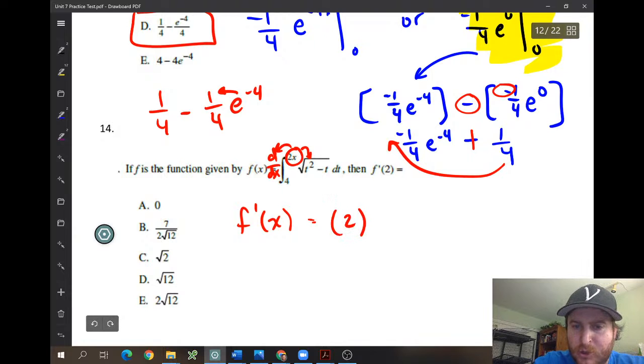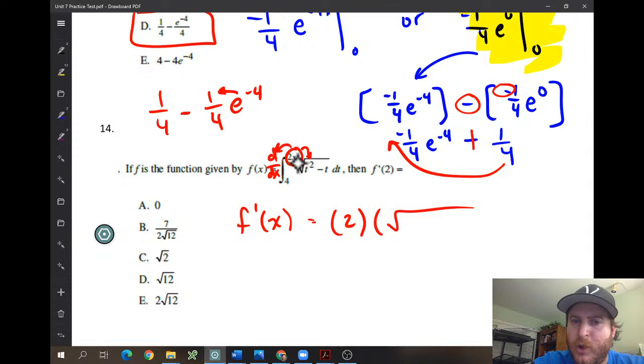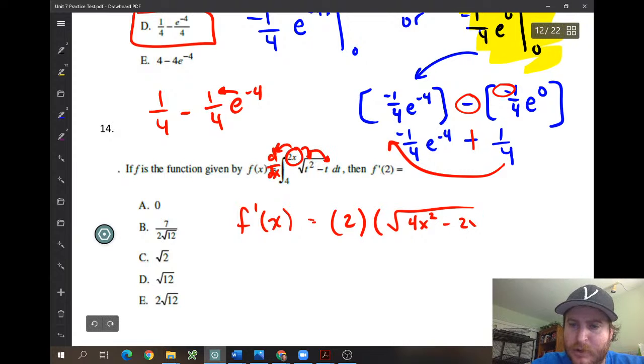So it's going to be 2 times the square root. Now you need to square the whole thing. So 2x all squared gives me 4x squared. Be very careful about that. You need to square the 2 and the x. And minus, you're also going to plug it in there, 2x.